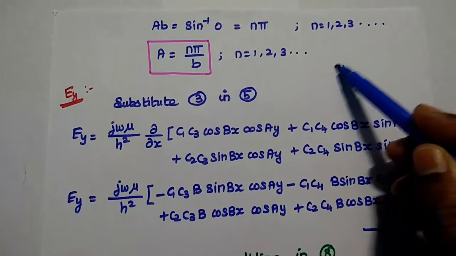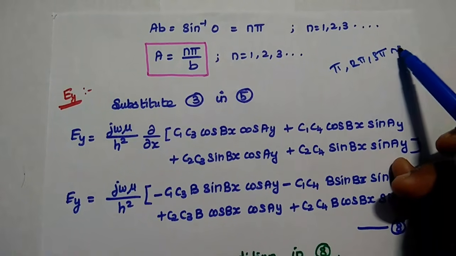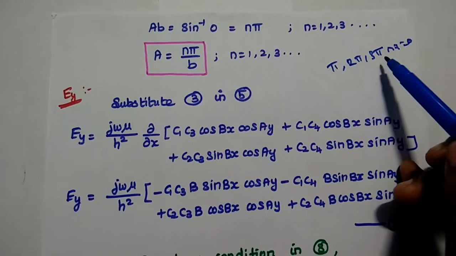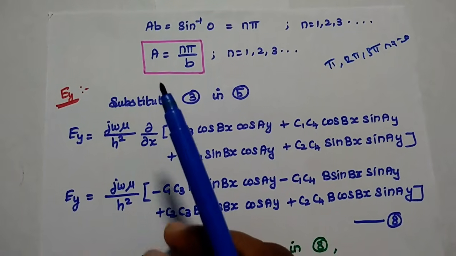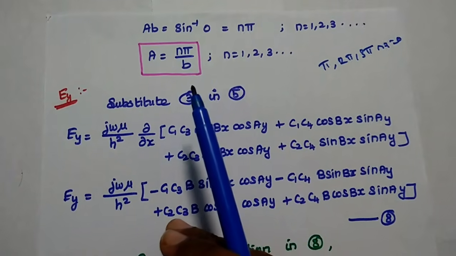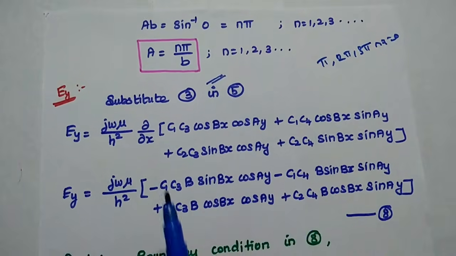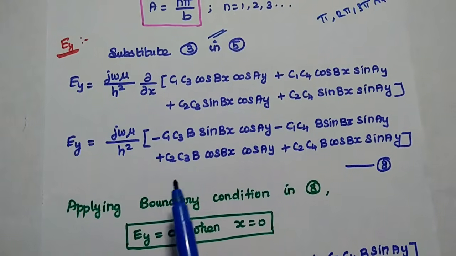Okay. So pi, 2 pi, 3 pi. So n into pi is equal to 0. This n is the integer value. Okay. From this we can get the value a is equal to n pi by b. So we have obtained the value of a here. So next we are going to use the Ey term.